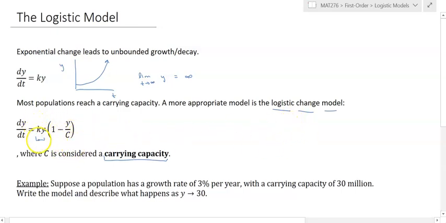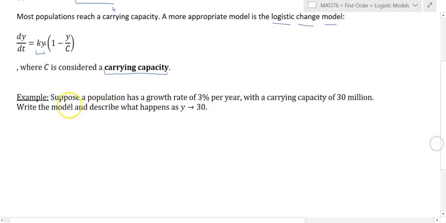So we would expect that as we get closer to our carrying capacity, we'd probably have a population that, instead of growing exponentially, starts to level back out. And if we exceed our population carrying capacity, then we would expect the population size to drop until we get closer to that carrying capacity. So we'll investigate a model here.